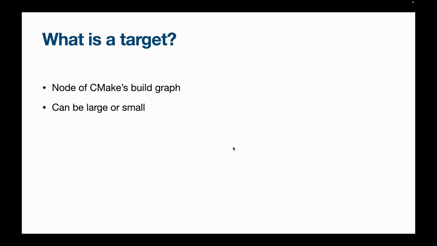Each individual target can be large or small. So a target might build just a single source file, or it might be an entire library with hundreds of source files, but either one of those situations could be represented using just a single target. And names must be globally unique. A target name is just represented as a string in CMake, and each one must be globally unique for the entire build. You cannot have multiple targets with the same name.